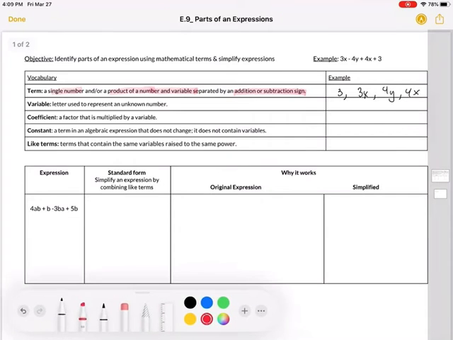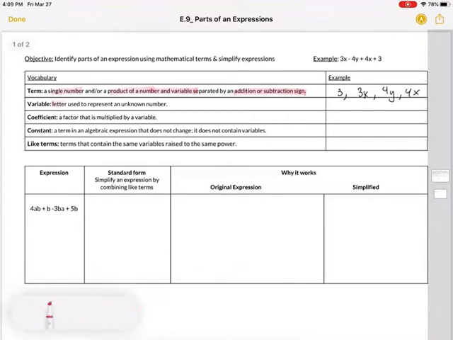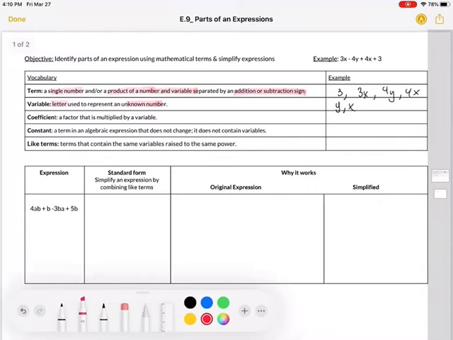A variable is just a letter that represents an unknown number. Okay, and so we have two different variables, a y and an x. Those are not the same number because if they were, we would only have one variable in this expression. But I do see that there's two x's up here, and both of those x's would represent the same unknown number. Now we've got a coefficient, which is a factor multiplied by a variable.